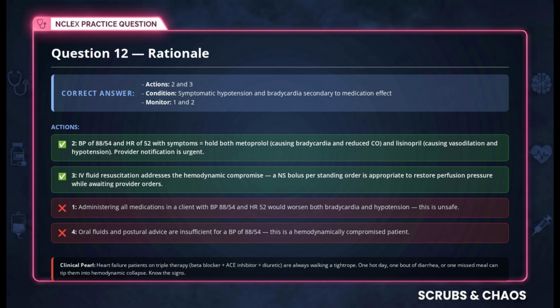Actions: hold metoprolol and lisinopril, and notify the provider; administer IV normal saline bolus per standing order. The condition: symptomatic hypotension and bradycardia secondary to medication effect. Monitor blood pressure and heart rate trends and serum potassium and creatinine.